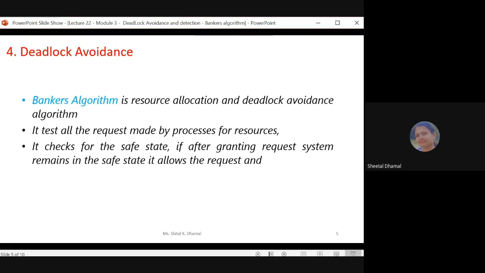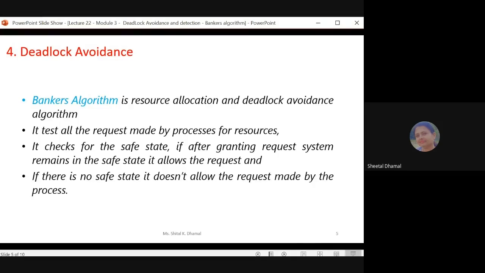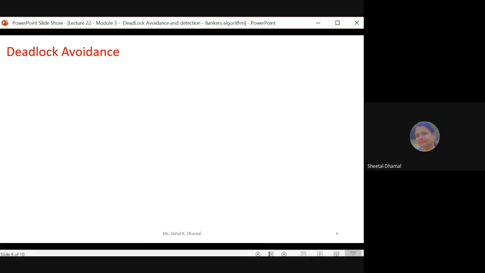That is, if your system will enter the safe state, then only it will allocate the resources to the process. And if your system enters the unsafe state, that is, if deadlock will occur, then your operating system doesn't allow the request made by the process. It will not allocate the resources required by the process to complete its job. So what is the main condition here? If your system is in the safe state, then only your operating system allocates the resources to the process. And if it is in the unsafe state, it will never allocate the resources to the process. Okay, so this is your banker's algorithm.